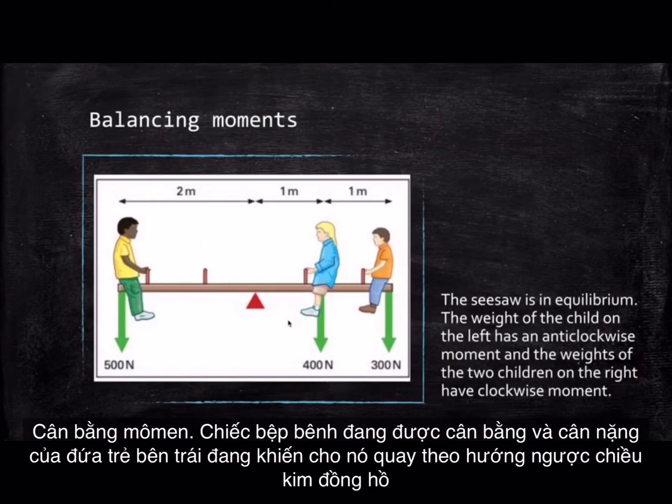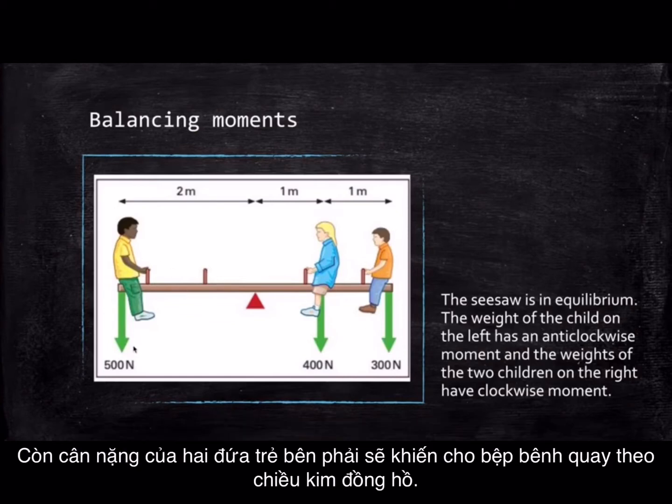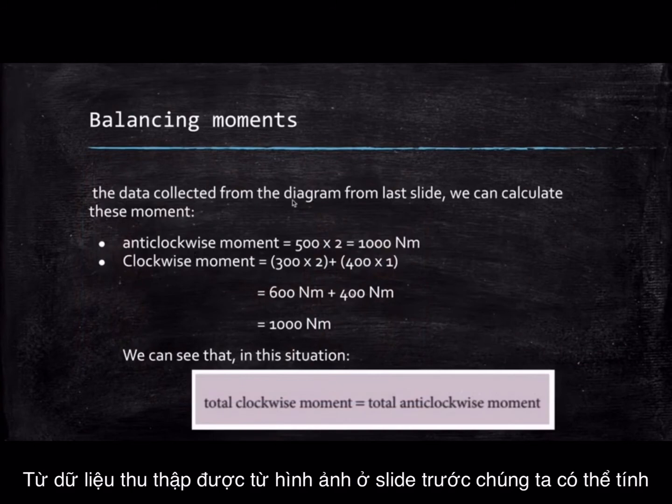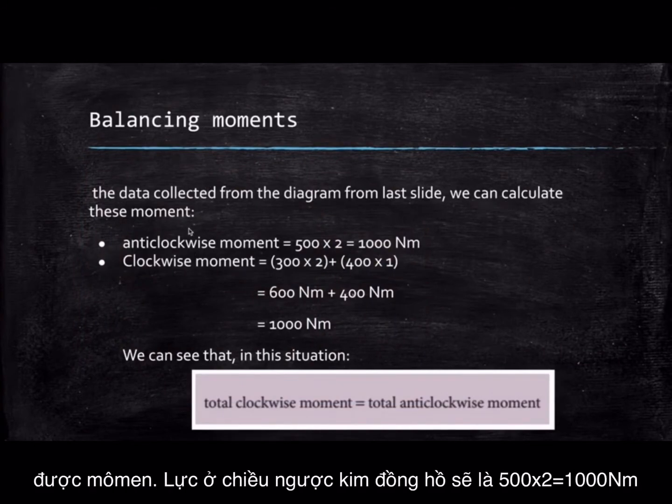Balancing moments. The seesaw is in equilibrium. The weight of the child on the left has an anti-clockwise moment, and the weights of the two children on the right have a clockwise moment. Using the data collected from the diagram on the last slide, we can calculate these moments.